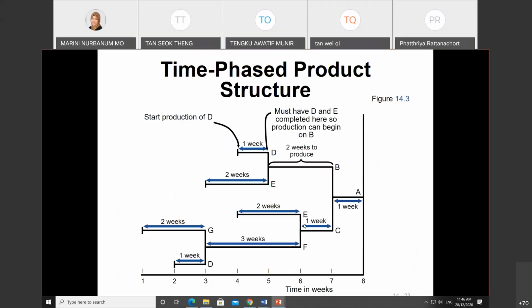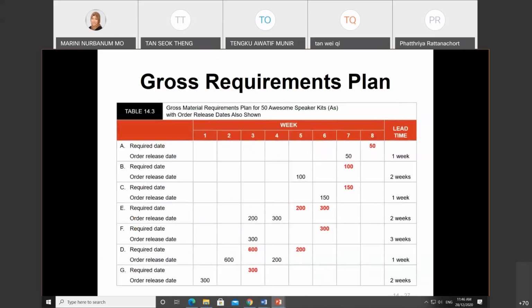E in week 6 is this one. E in week 5 is this one. Okay, so that's why it is important for you to draw it on your own to note down what is the total. Okay, so one is in week 6, one is in week 5. 2 weeks lead time. So 6, 5, 4, 5, 4, 3.